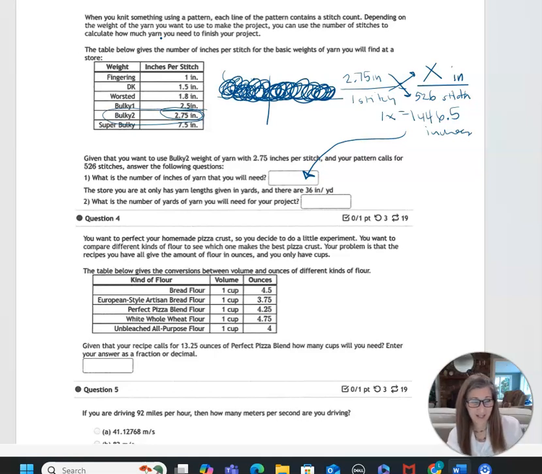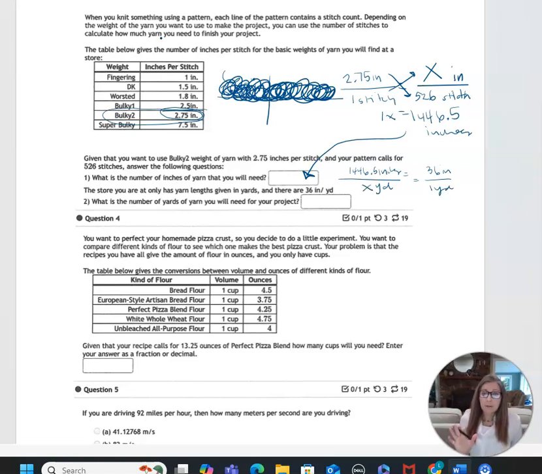And it says you're at a store that has fabric in yards, so you want to convert inches to yards. There's 36 inches in a yard. So again, I'm going to set up a proportion, lots of ways to do this. So we have 1,446.5 inches, and we want to know how many yards of fabric that would be. And we're told right here that there are 36 inches in 1 yard. So we'll put an X.